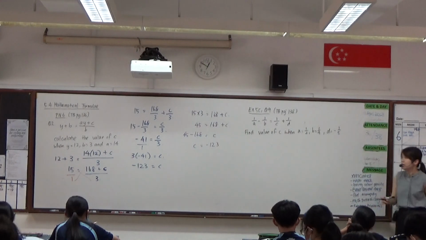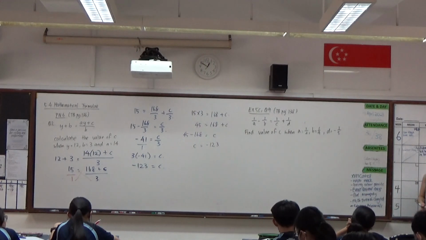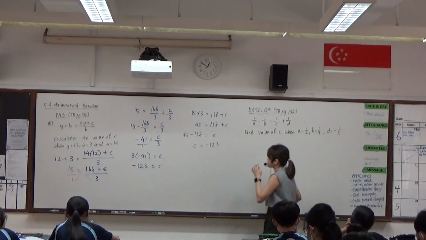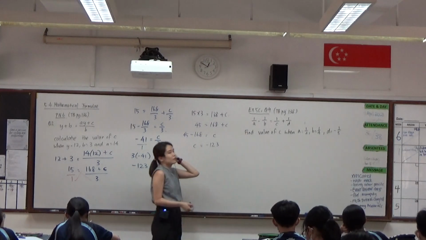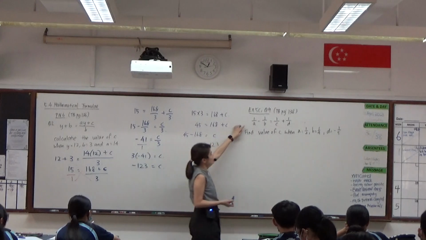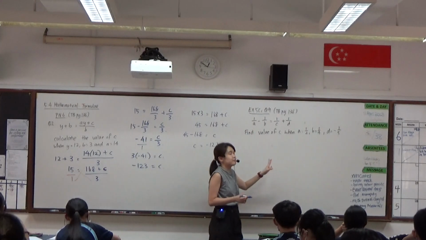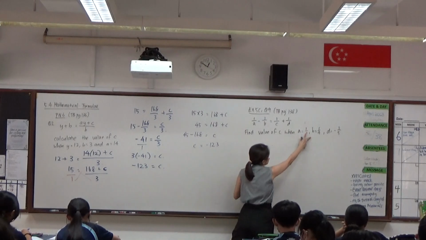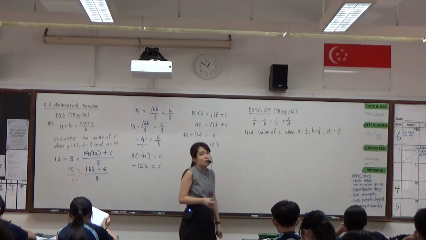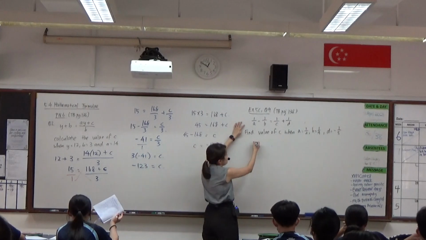Okay, so again it's about finding C. It's just a coincidence. Okay, so we have a formula that is in fraction. The numbers that we're given are also in fraction. So what we have to do is take these numbers and put them inside. Okay, how do we put it in?